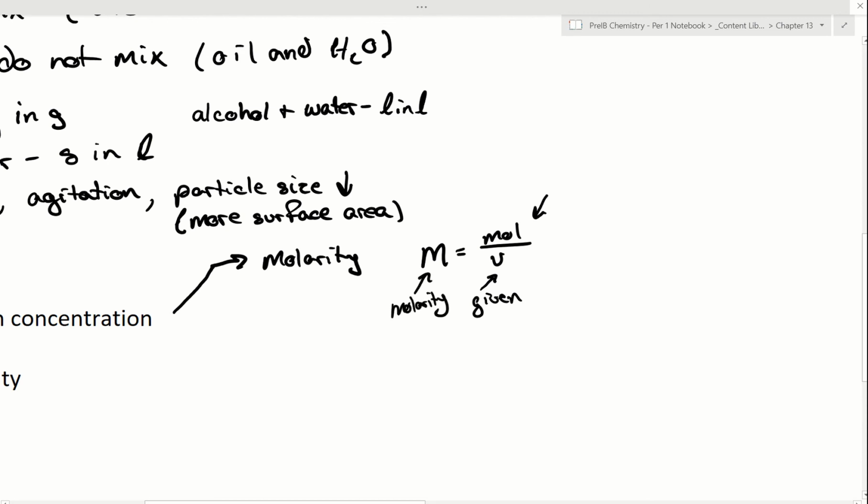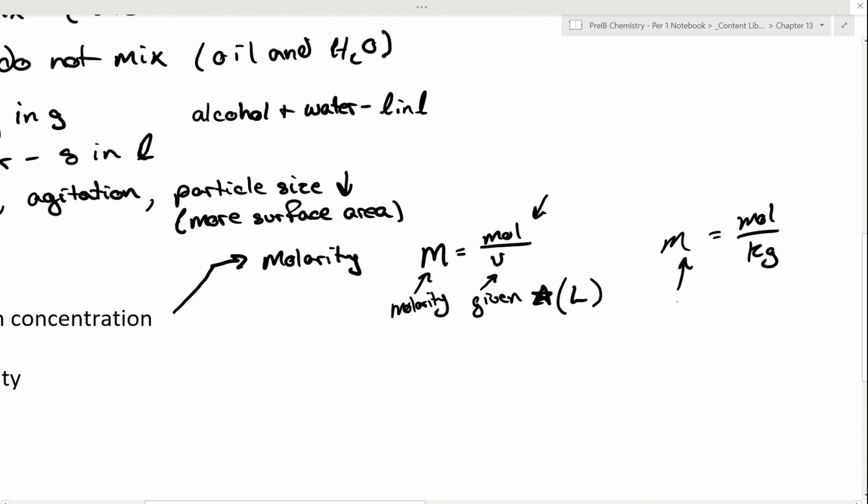All right. Just make sure that the volume has to be in liters. Okay, so if the volume's given in milliliters, you have to convert. Obviously, you're just going to multiply through like algebra. So you'll multiply both sides by V, and that will give you the number of moles. If it's molality, well, that's moles over kilograms of solvent.